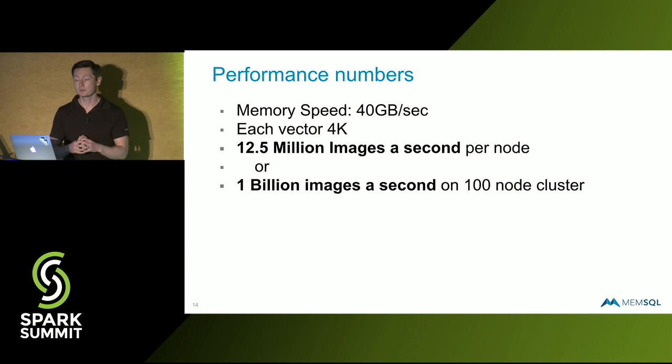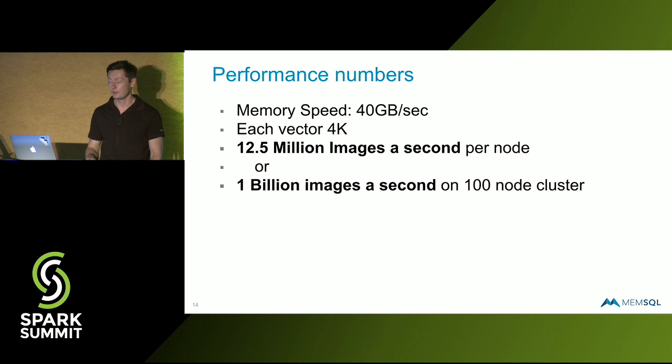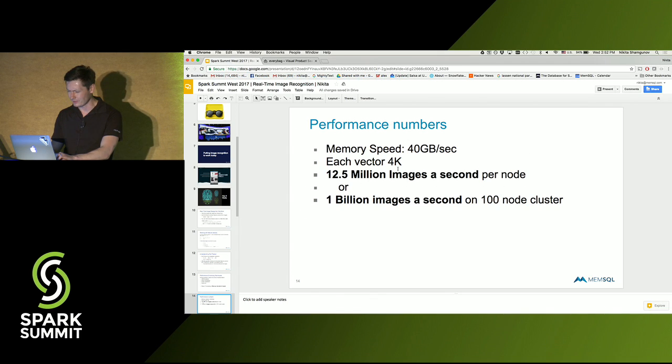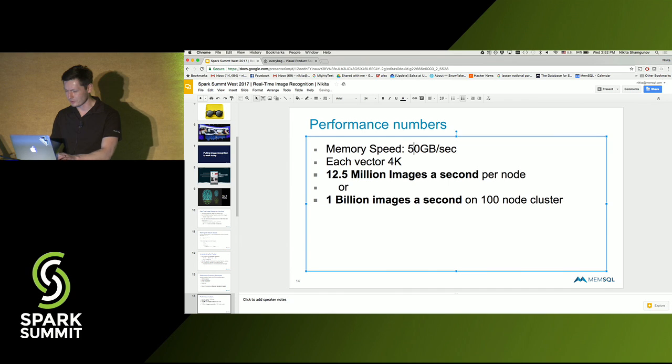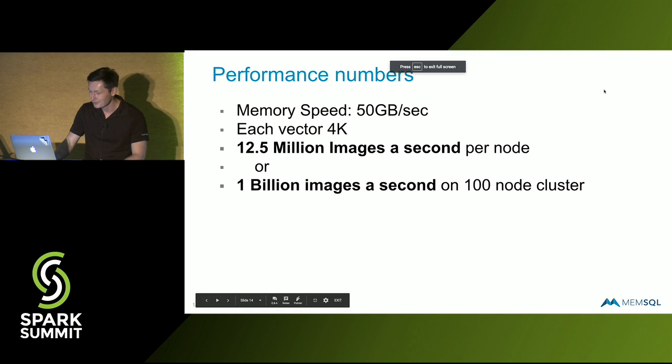So let's do some math. Memory speed is about 40 gigabytes a second. A quick Google search will yield the number 47 gigabytes a second, but we will just use 40 for simpler math. Each vector is 4K, so you'll get about 12.5 million images a second per node. I think my math is wrong here, and that's because I should round 47 to 50. So now it's more like it.